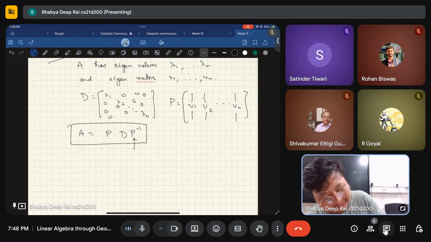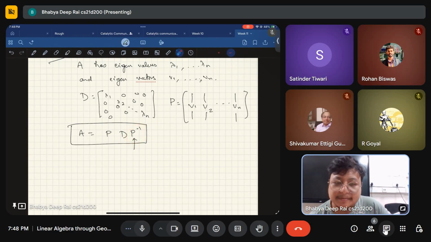This is the P. You can always get eigenvalues. You can always get your eigenvectors, and you can arrange them in this order. Now the issue is, is it always guaranteed that you will get P inverse? This is not always the case.